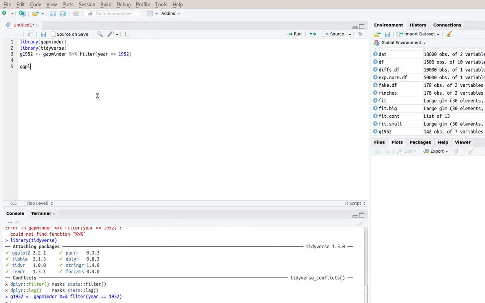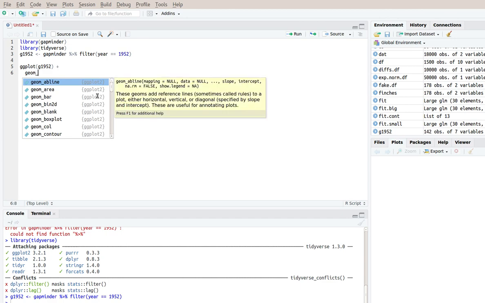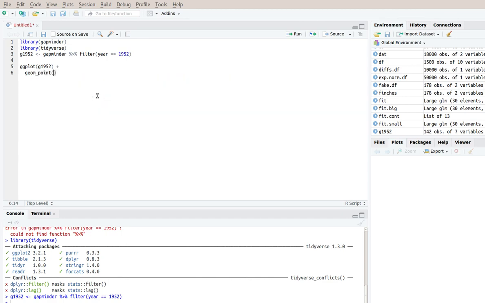So we go ggplot, and we say G1952. So we want a scatter plot and a straight line. To do a scatter plot, we say geom point. Because the mapping is the same, we can specify the mapping in the call to ggplot. So we'll say x is going to be GDP per capita, and y is going to be life expectancy.